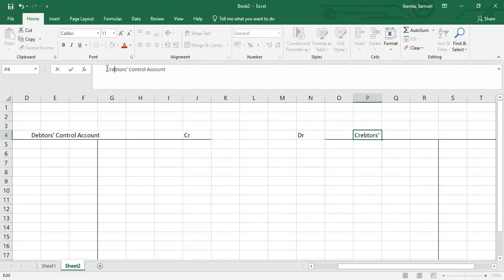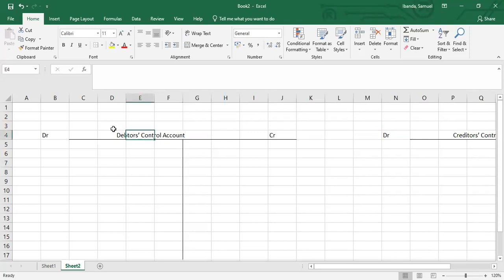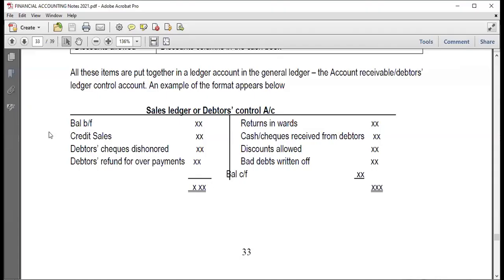Like I said, the creditors control account can also be called the purchases ledger control account, okay? The same thing with the debtors. This can also be called a sales ledger control account. So when they say sales ledger control account, it shouldn't really confuse you, okay? As you saw, our sales ledger starts with a balance brought forward, and then you start inputting the information, okay?